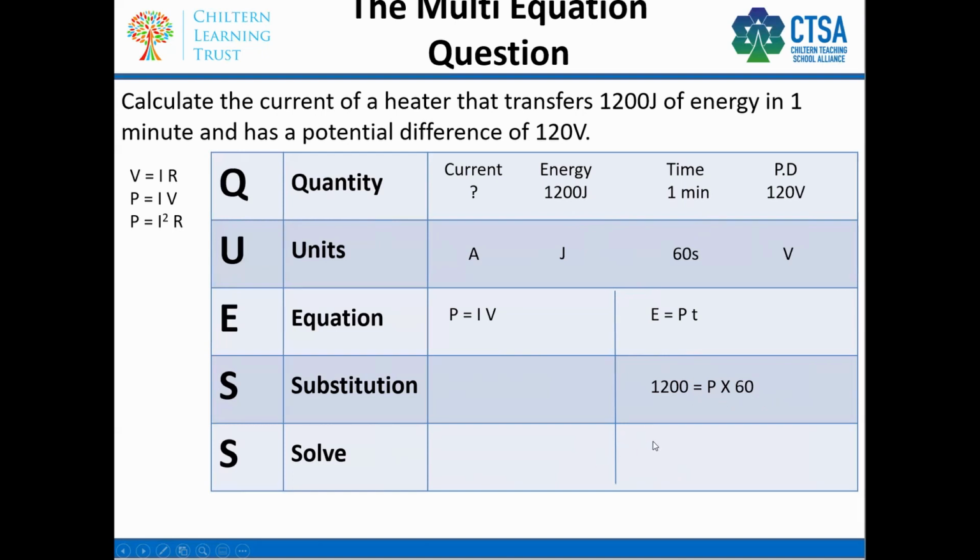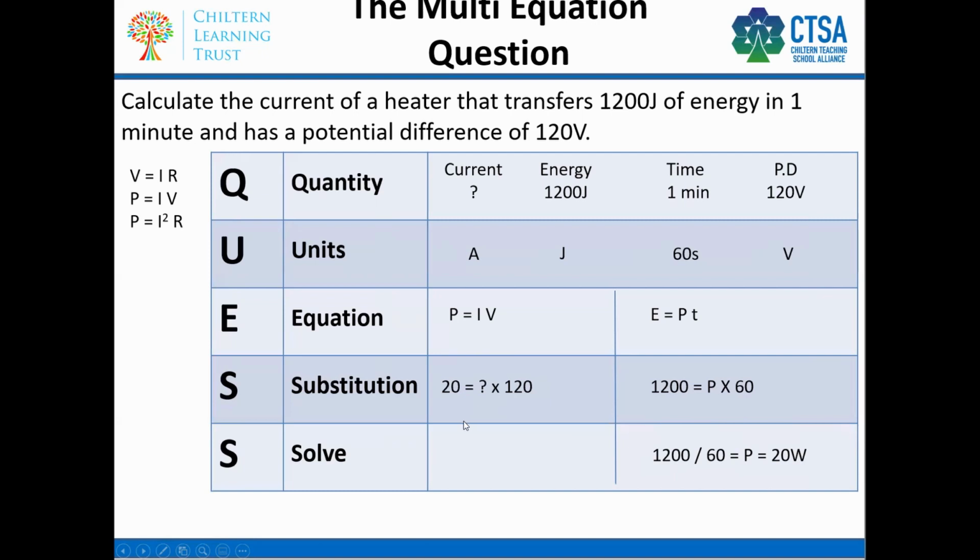I now need to change the subject of my equation to get P on its own. So to do that, I have to divide by 60. So we get 1,200 divided by 60 equals P, which gives us 20 watts. And now we can go back and substitute into this equation because we have P, we have V, and we're trying to find I. So we can say, okay, P is equal to 20, I is equal to question mark, V is equal to 120.